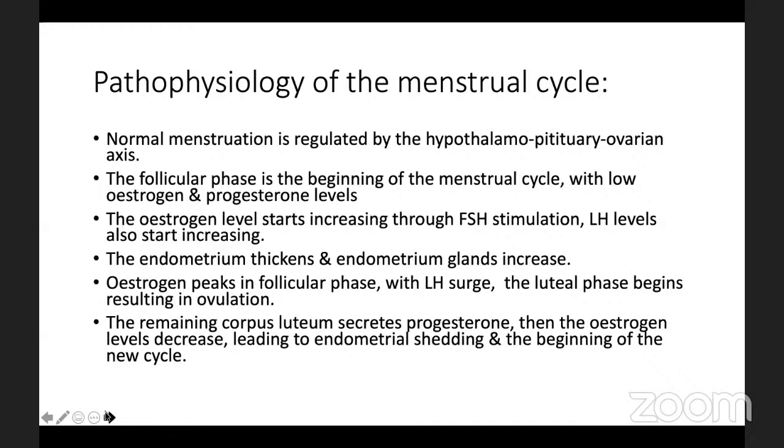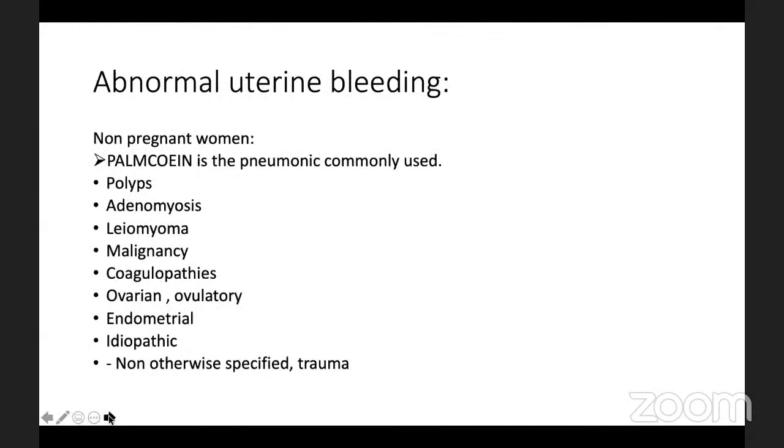then resulting in ovulation. So what happens there is that the endometrium thickens and the endometrial glands also increase. Then ovulation sets in. Then the remaining corpus luteum, if pregnancy or conception occurs, we'll get progesterone. But if nothing happens, the estrogen level decreases, leading to endometrial shedding, which now begins the next cycle of menstruation. Next slide.